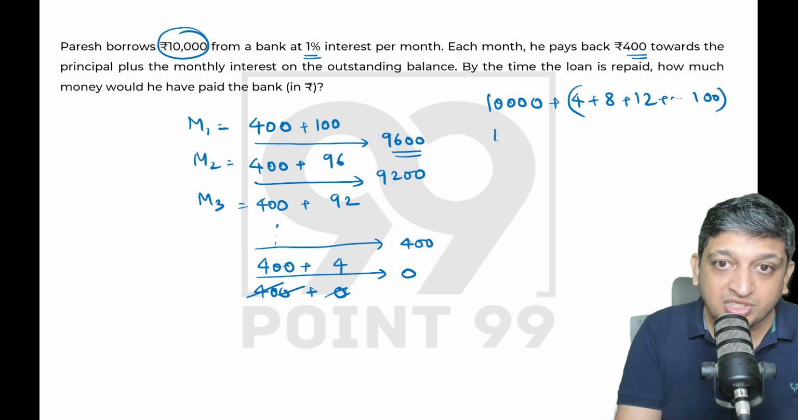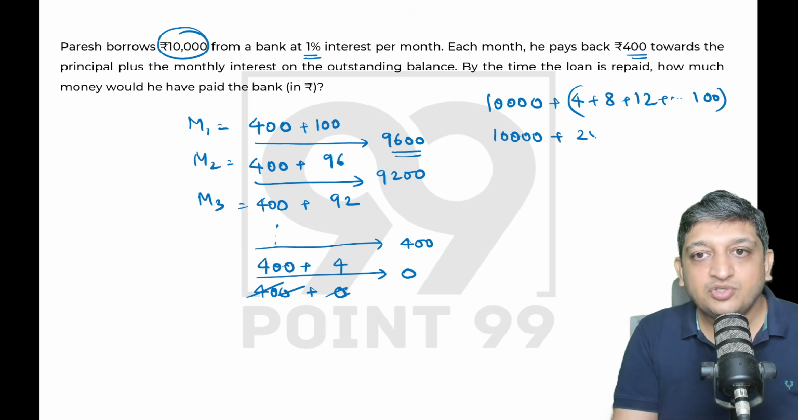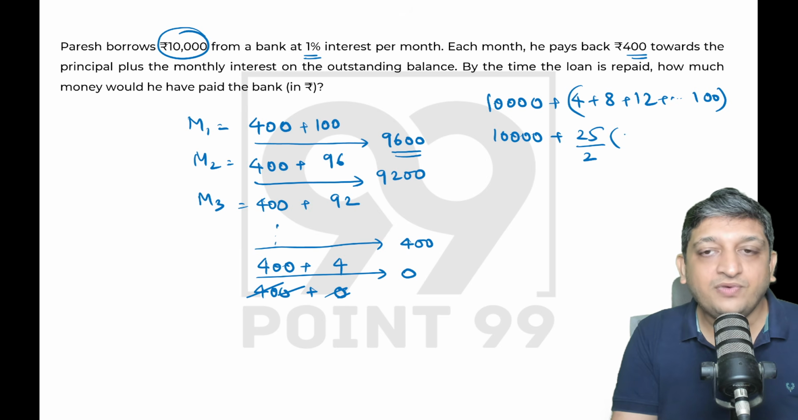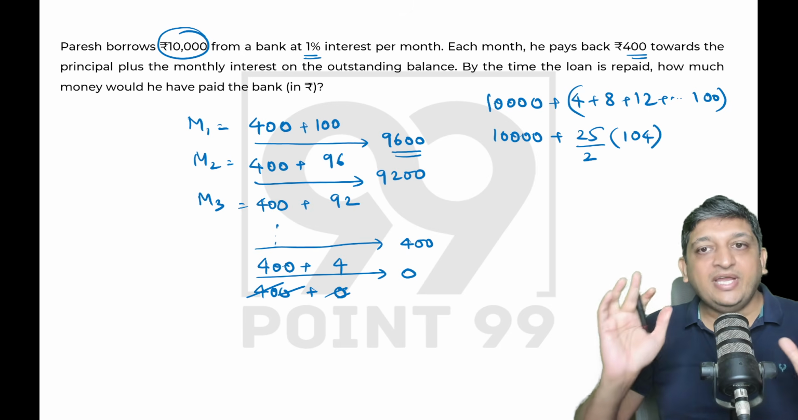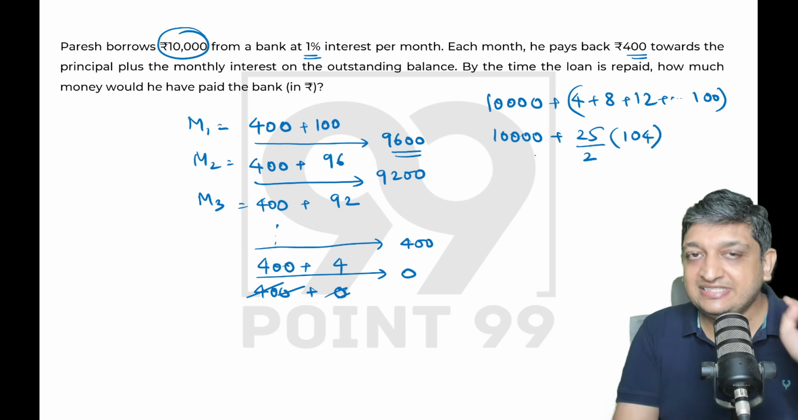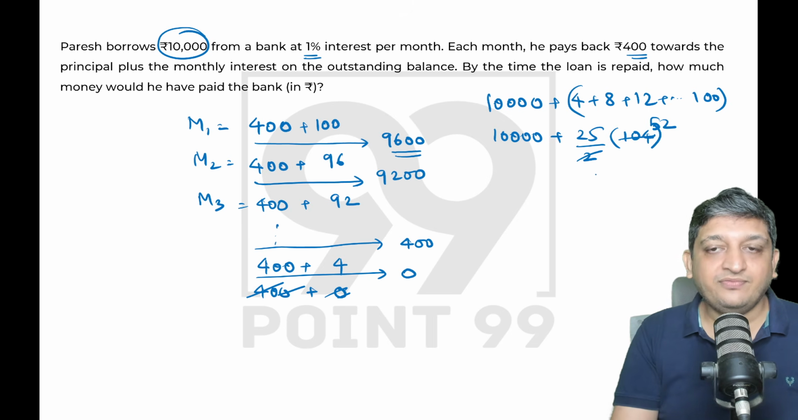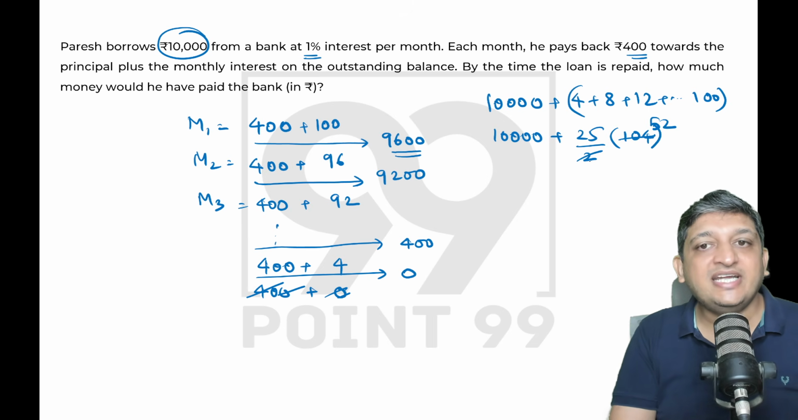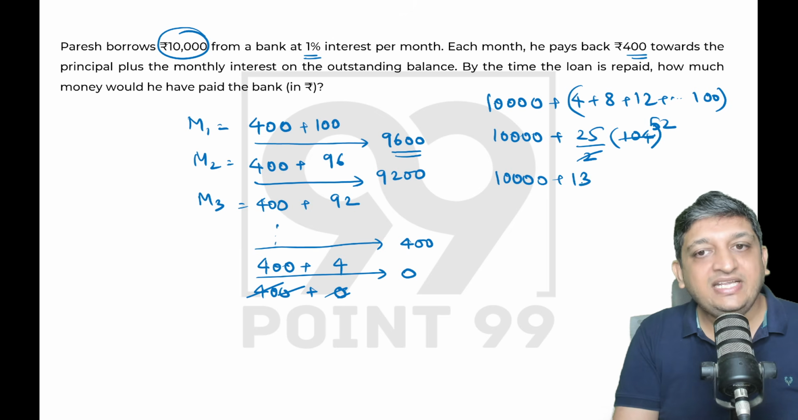Now what will be the solution to this one? It will be 10,000 plus, there are 25 terms, so 25 by 2 into first term plus last term. Right? So n by 2 into 2a plus n minus 1 into d, or you can say the first term plus last term, because this is an arithmetic progression. So I am going to get 52 into 25. Now 52 into 25 is 13 sets of 100. So I am going to get 10,000 plus 13 sets of 100.